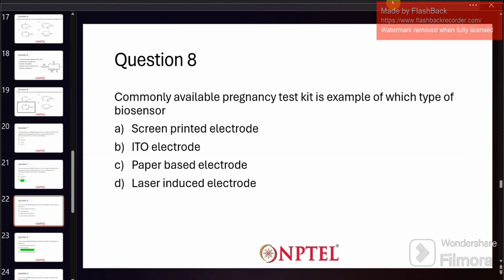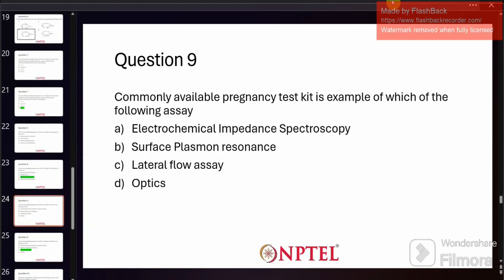Then the 8th question is, commonly available pregnancy test kits are which type of biosensors? Since they are made on a nitrocellulose membrane, they are paper based. Again, the 9th question: a commonly available pregnancy test kit is an example of which of the following assays, EIS, SPR, LFA or optics? The answer is lateral flow assays.